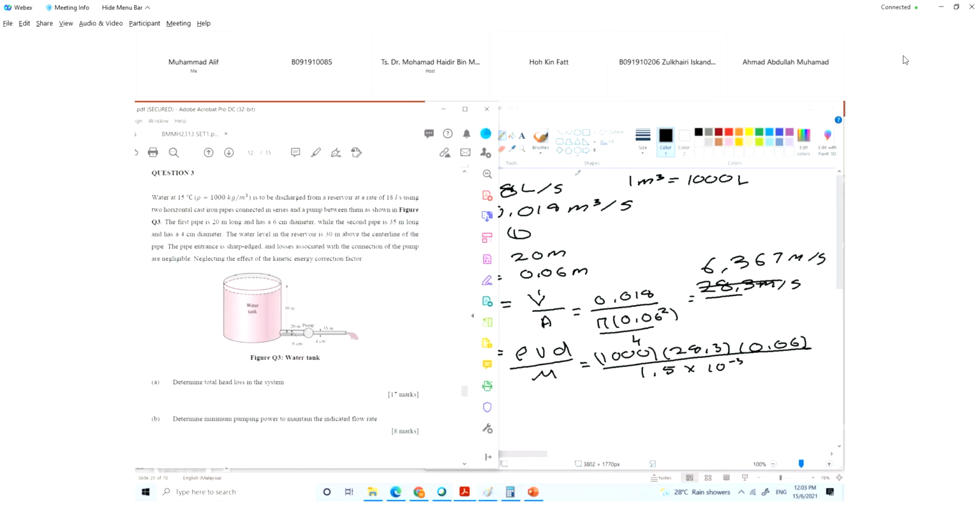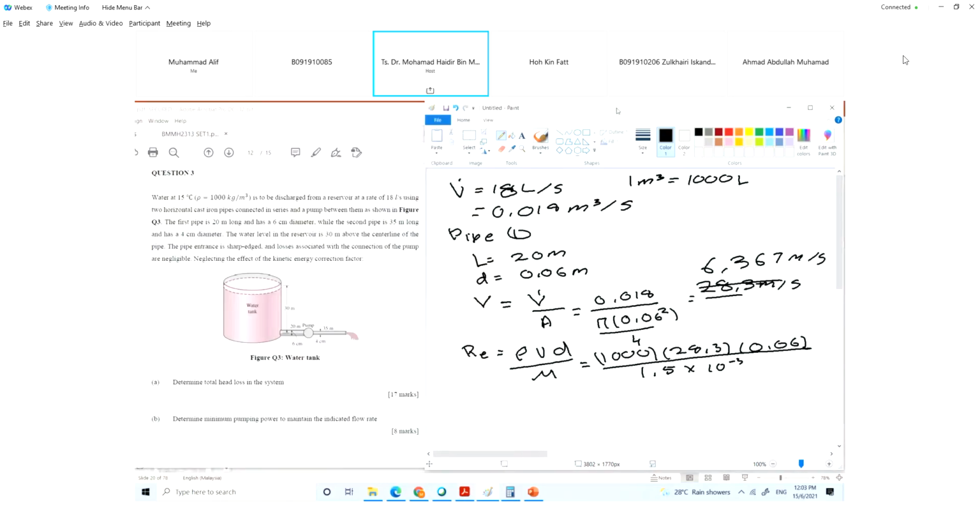In your examination, in case I didn't give the value for anything, mu or anything, you just write the value of mu and then state the sources here, either the internet or anything. Because it is an open examination, you can refer to any source to get the value for mu. So for the Reynolds number, you can calculate rho V D over mu, and then you will get the value for the Reynolds number.